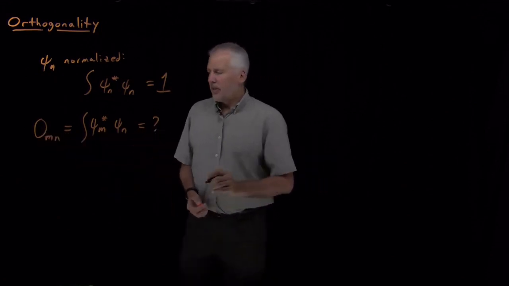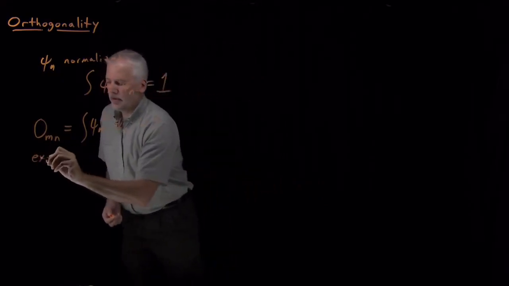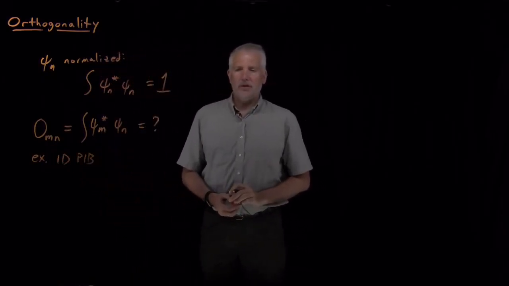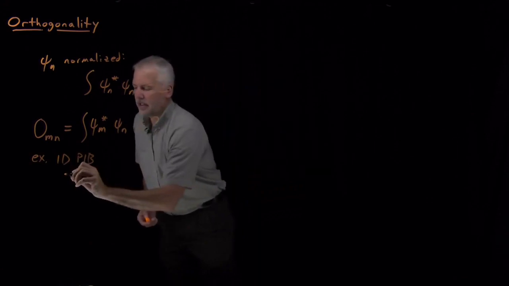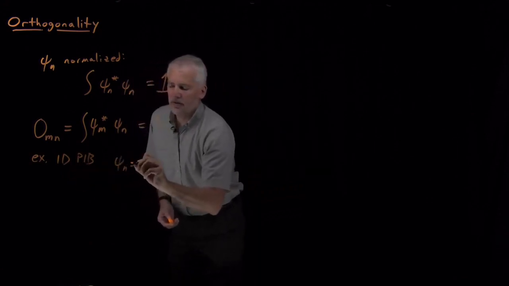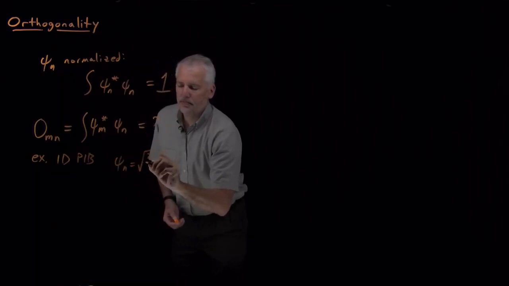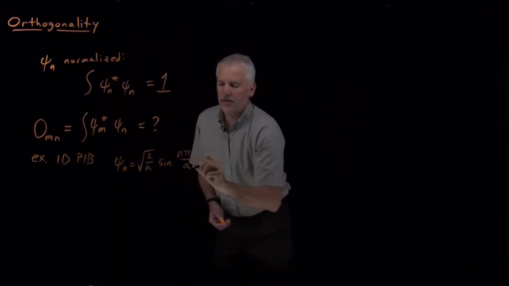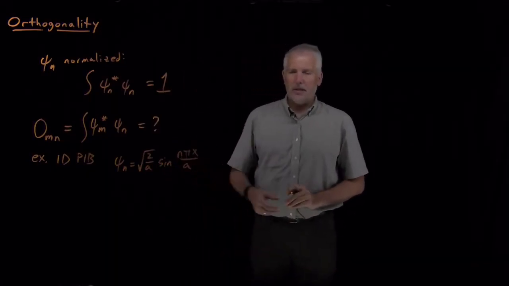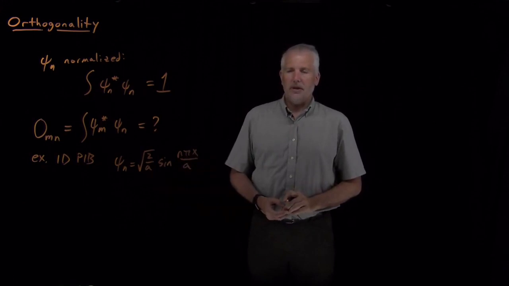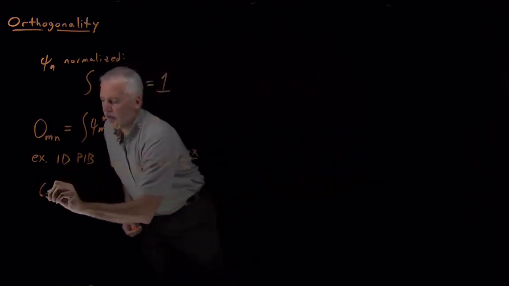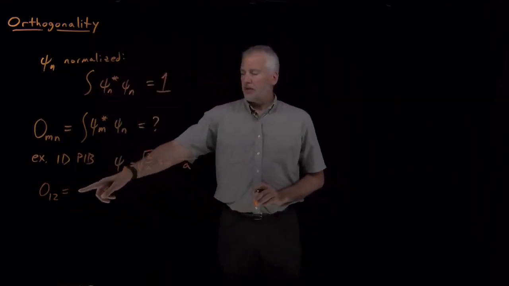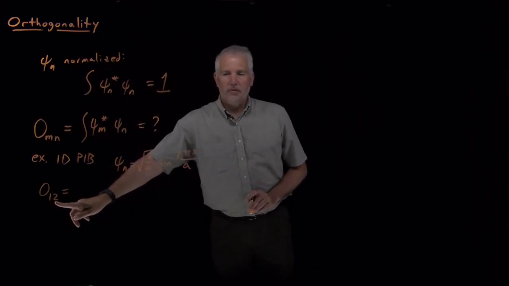And we can see what that's equal to for a specific example. The only wave functions we know how to write down so far are for the one-dimensional particle in a box. The wave functions for that 1D particle in a box look like sine waves, sine of some integer n pi x divided by the box length, with a normalization constant out front. Let's say I want to know the value of this O just for the first two wave functions, one for n equals 1, one for n equals 2.